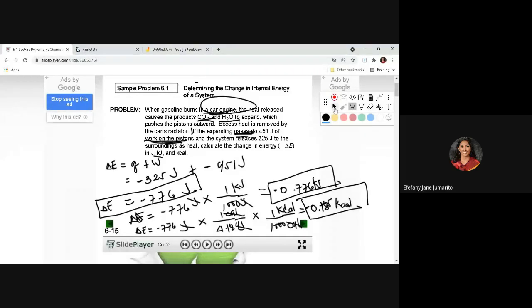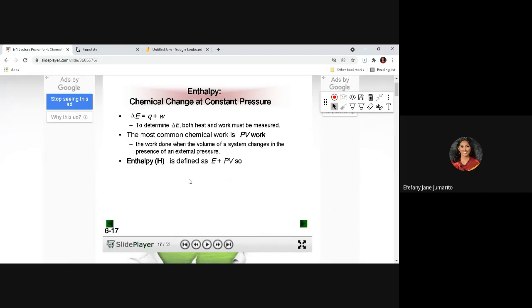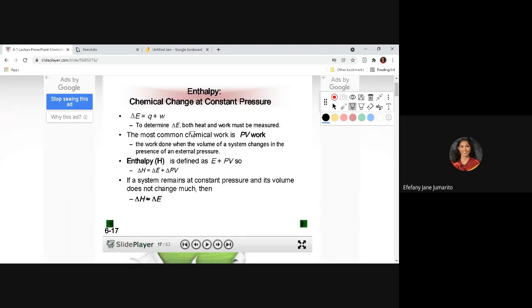all right. So now I'll show you how to identify who does the work, and also identify if heat is released or absorbed. Now we have enthalpy, a chemical change at constant pressure. At constant pressure, that is what we call enthalpy. Enthalpy is defined as E plus PV.